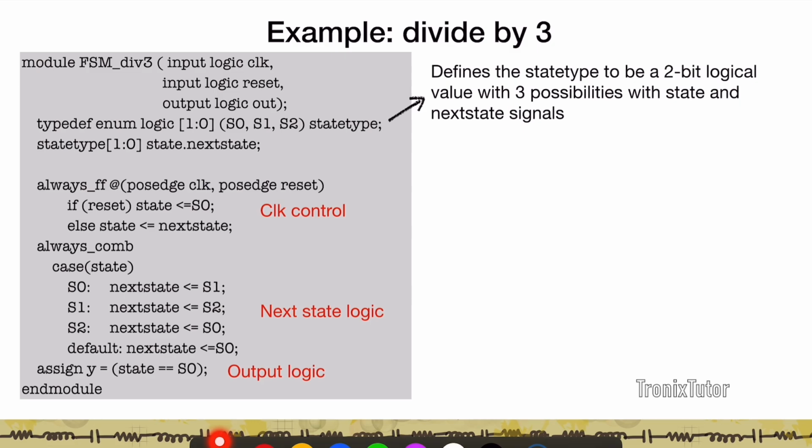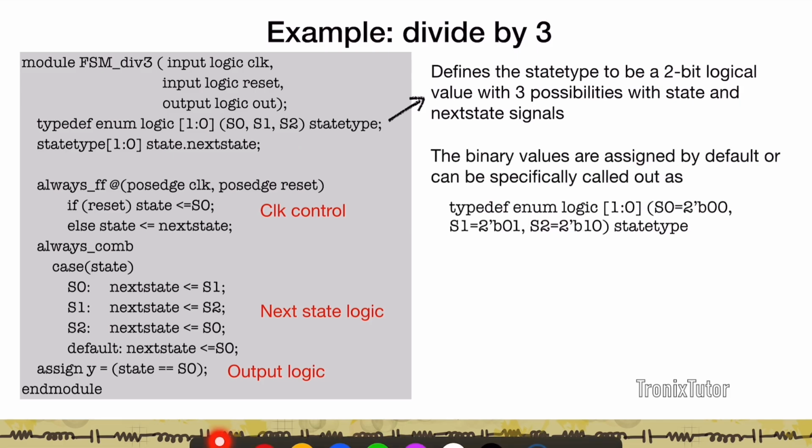And so if you look, this is the key statement in the FSM definition. It defines the state type to be a 2-bit logical value with 3 possibilities, with a state and a next state signal. So it becomes clear. If I want to do multiple states, you need to add on to this number here, right? And the binary values are typically assigned by default.